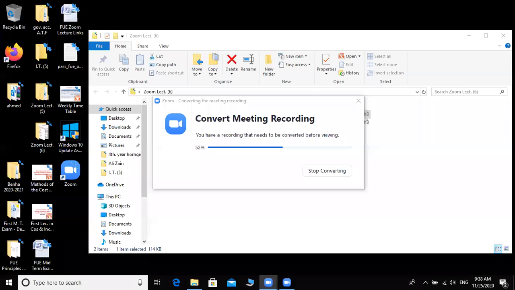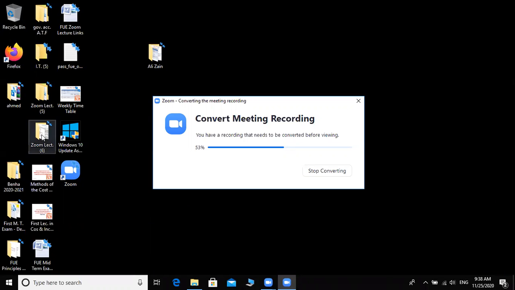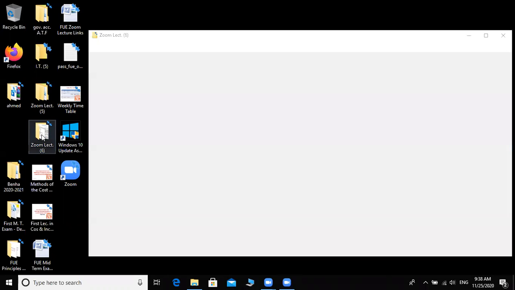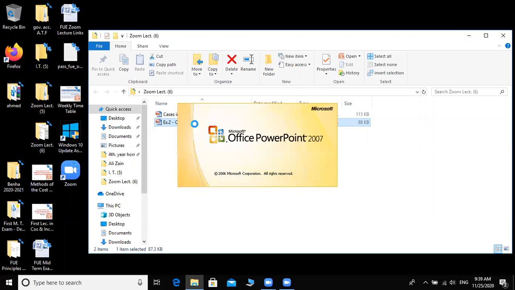Cost accounting system. We finished the process accounting system, and today, after the lecture of last Monday, at which we discussed job order costing, we explained the cost control accounts and how to prepare them. Then we solved an example regarding the cost control account system.